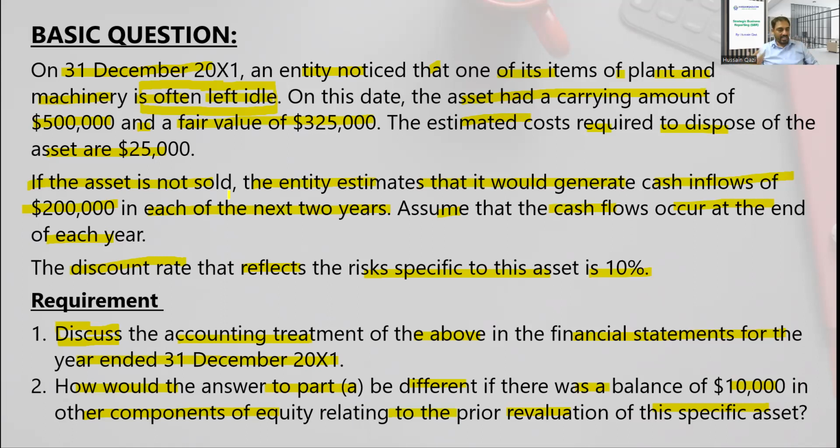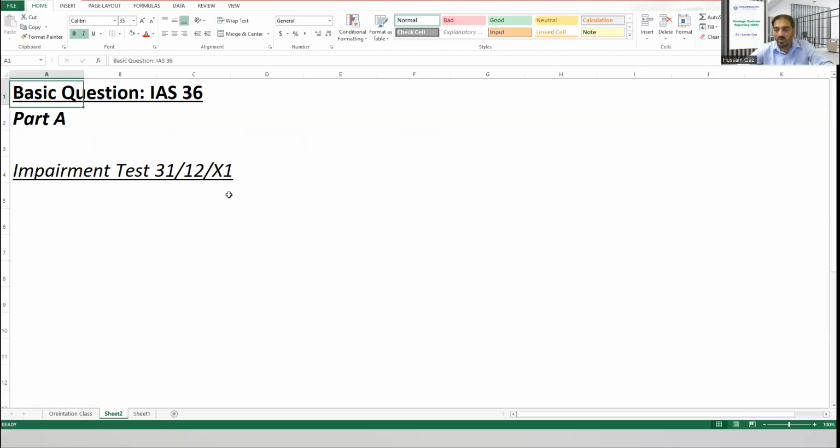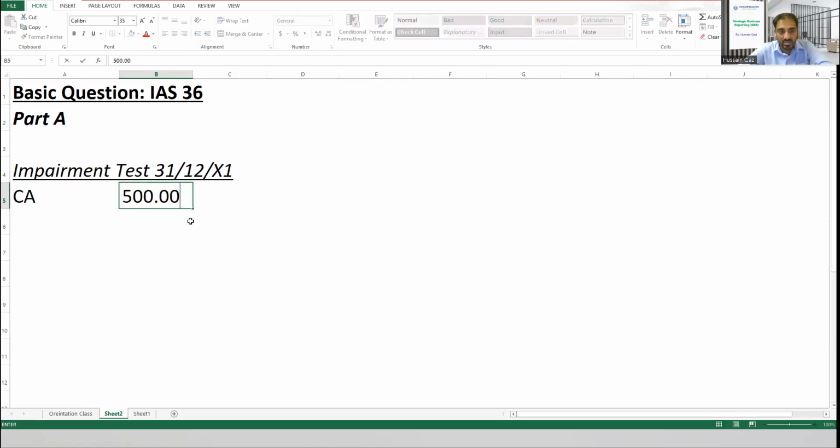Okay, for example, if you are going to attempt this question, this is what the question is about. Part A, impairment test at 31st December 2001. First we need to identify the carrying amount. And what is the carrying amount here? It's very simple. That's 500,000. And then we need to cover the recoverable amount.